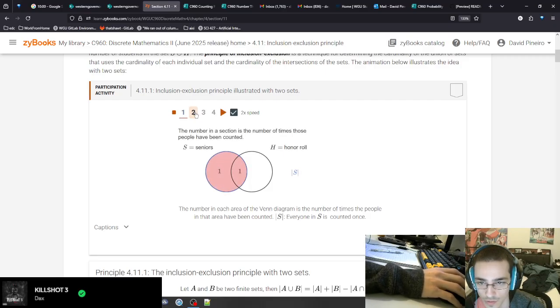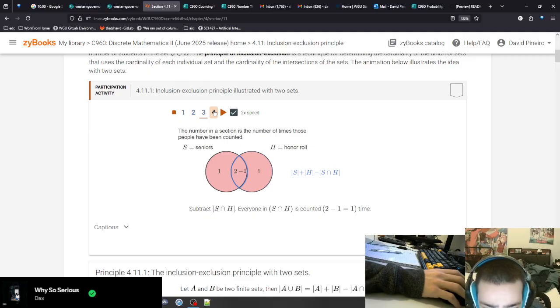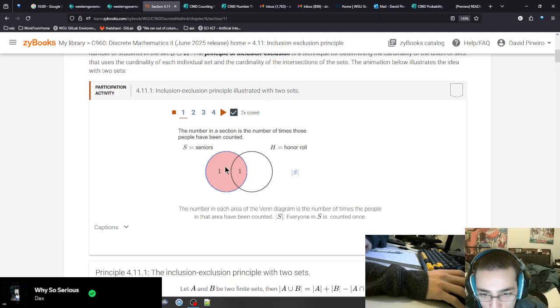Seniors, you know? Honor roll, and then you count this one twice. So the number in here is this plus this minus this thing? Is that true? Wait, the number in a section is the number of times those people have been counted. Wait, I didn't even read it. Okay, so everyone in seniors is counted once, so they each get a 1.